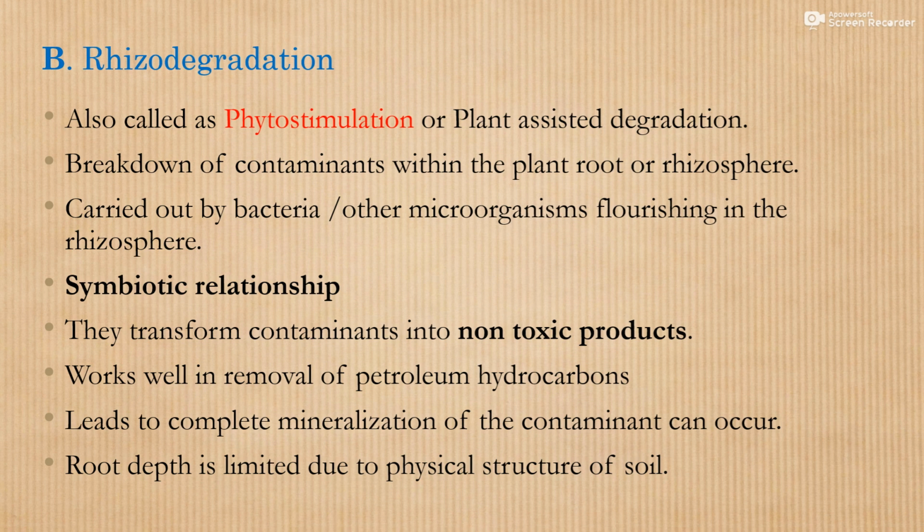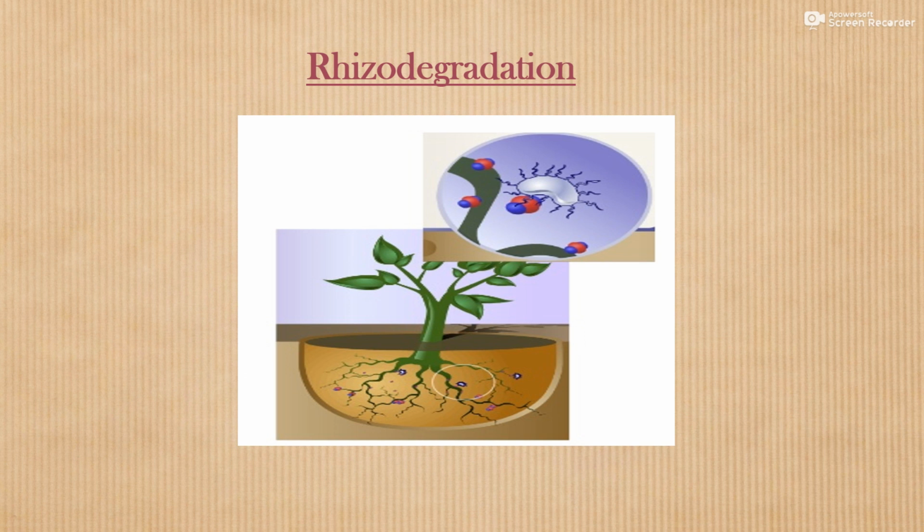So it works well in the removal of petroleum hydrocarbons. This type of bioremediation helps in the removal of petroleum hydrocarbons present in the soil, and complete mineralization of contaminants can also occur. And there is a disadvantage for this method, that is the root depth is limited due to the physical structure of the soil. This is just a diagrammatic representation of how rhizodegradation takes place in the soil.